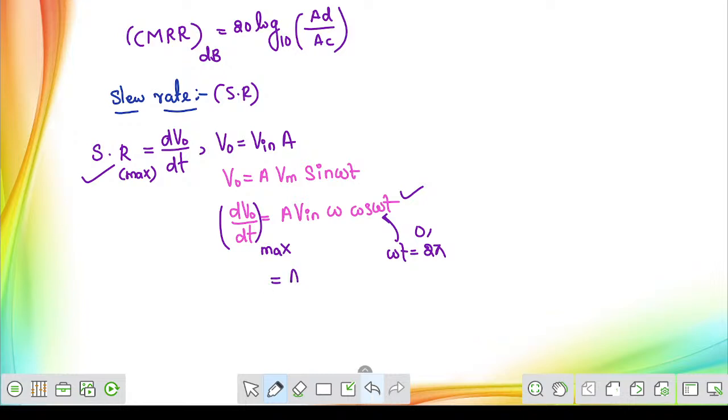So the maximum slew rate is going to be A into input voltage, that is V max, this is not Vn, that is the input maximum voltage, into omega. That is the formula. By using this formula, you can easily calculate the value of slew rate whenever it is asked in the examination. Don't miss it. That is another most important formula.